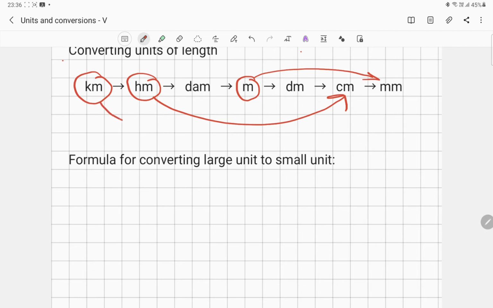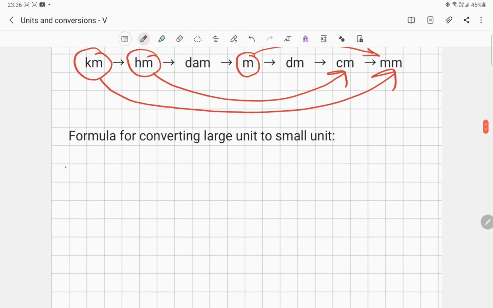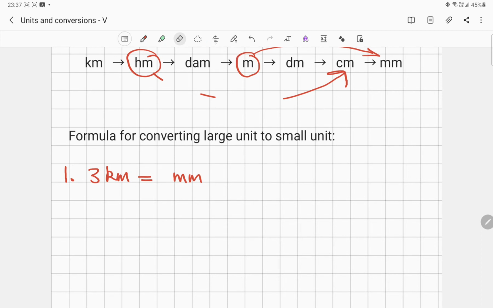Let's take converting a kilometer into a millimeter. Okay. Now we have these three examples. So example number 1, convert 3 kilometers into millimeters. This one here. So first is done. Okay, so let me just rub and make it a little neat and clean for us.